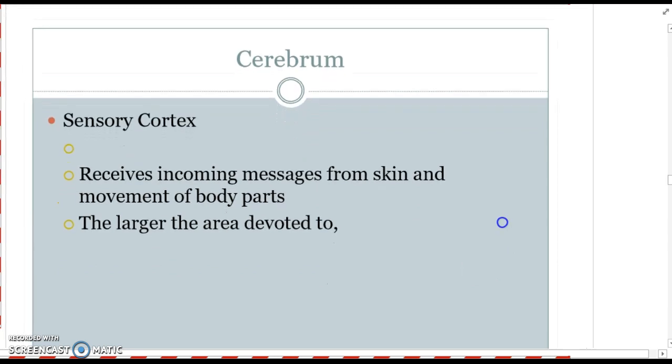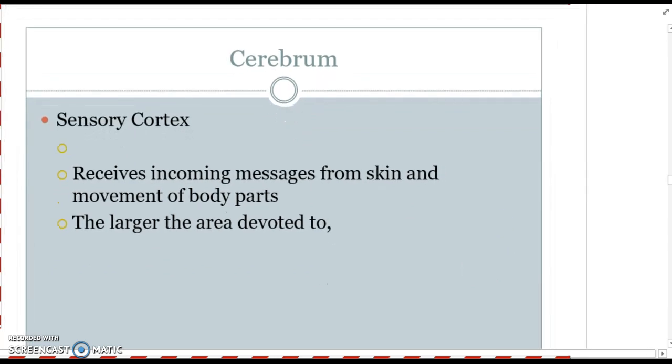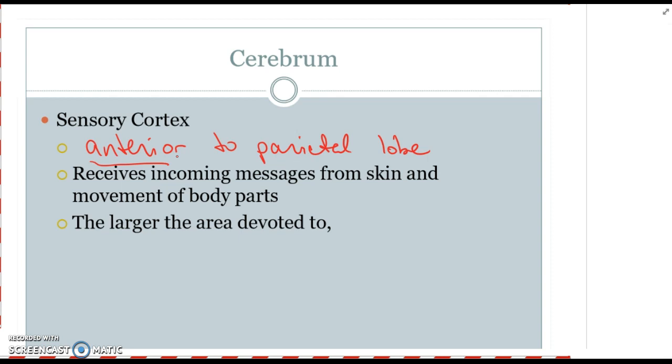So the cerebrum again, so now we're talking about the sensory cortex, not the movement part, the sensory part. And anterior to the parietal lobe. So just remember those terms again, anterior versus posterior. So it's in front of the parietal lobe, and it receives incoming information from the skin and body parts. So that would be, you feel something hot, and that's what you sense, and your motor cortex actually does the movement part.